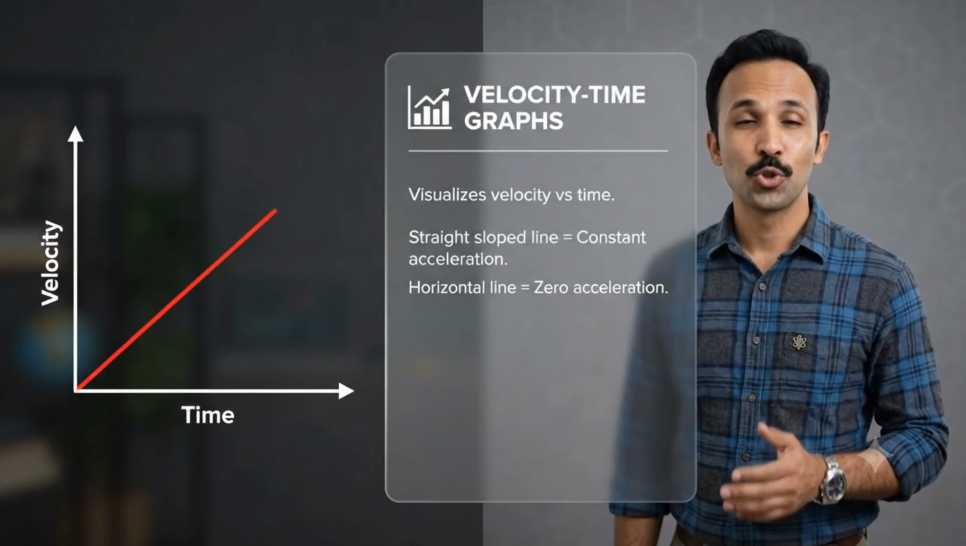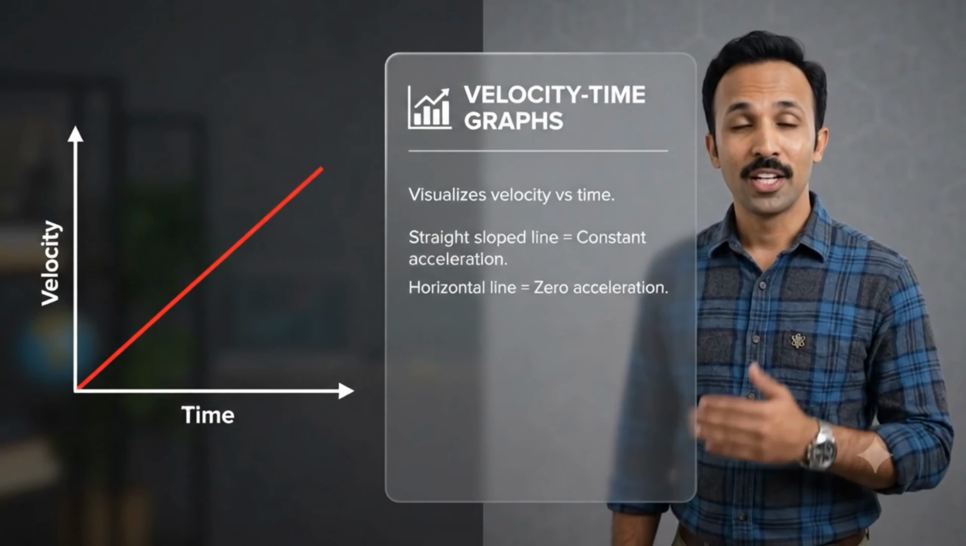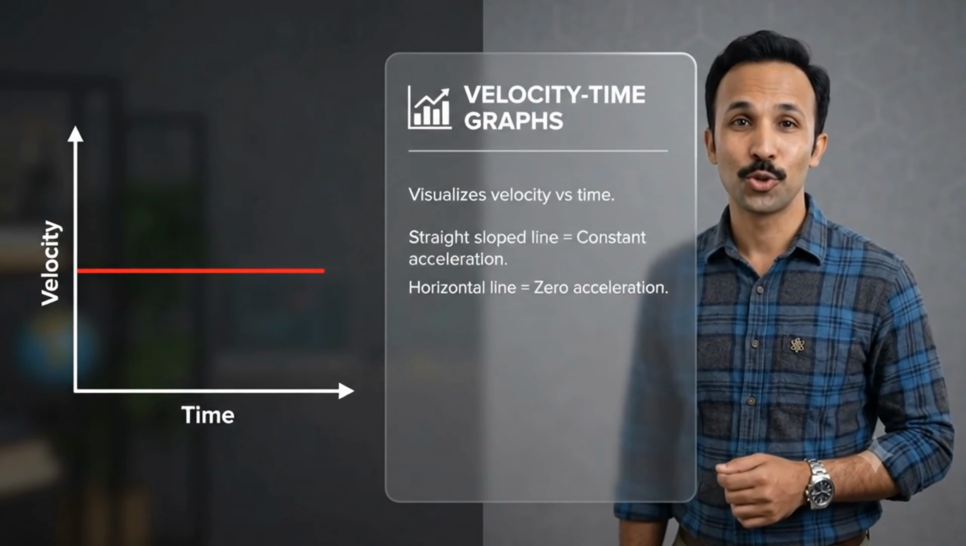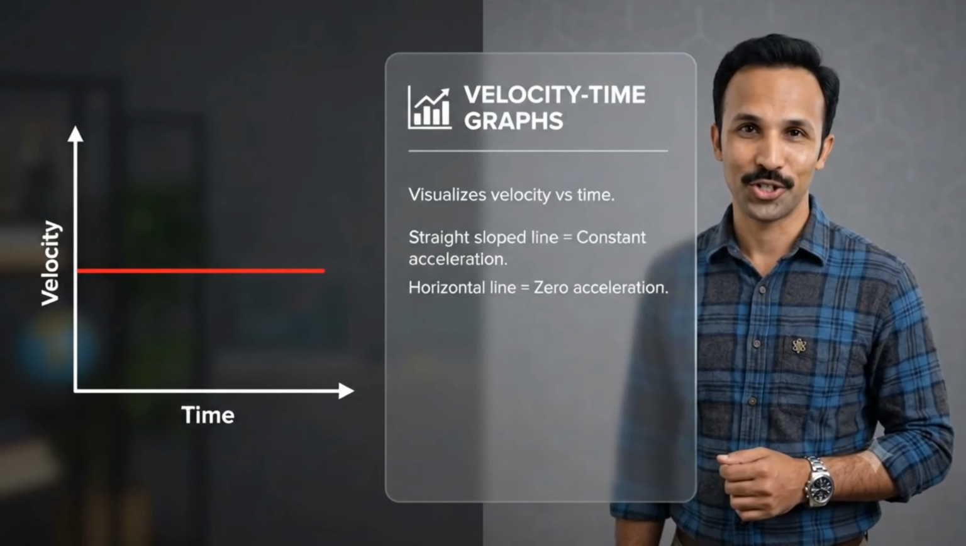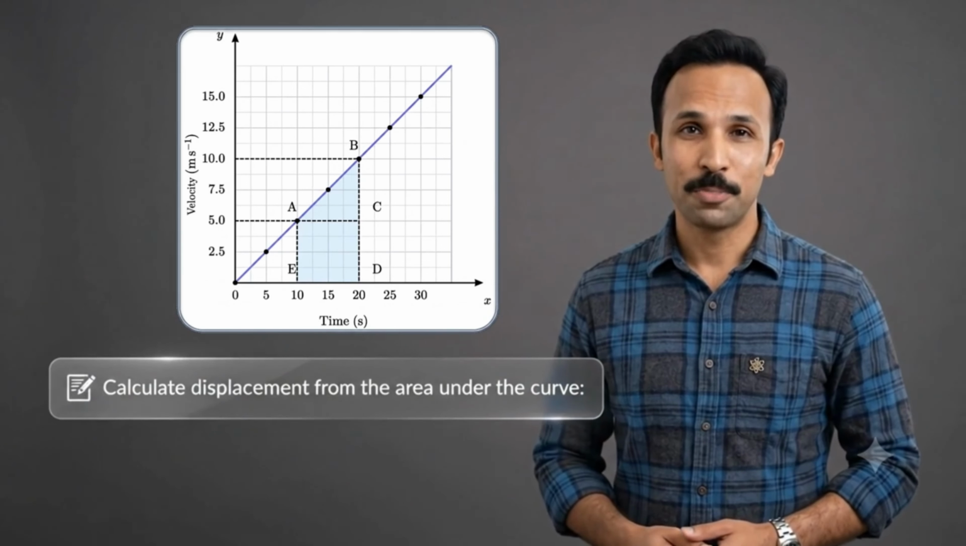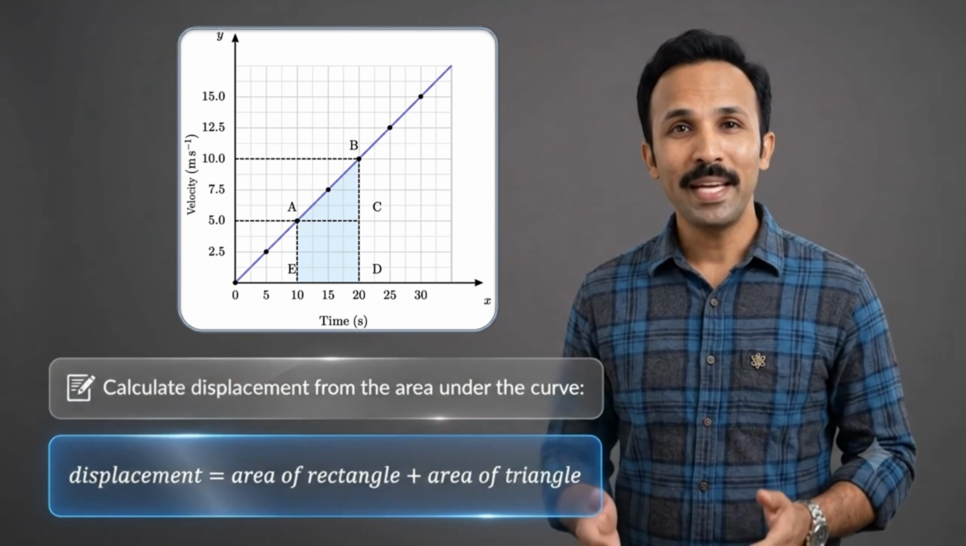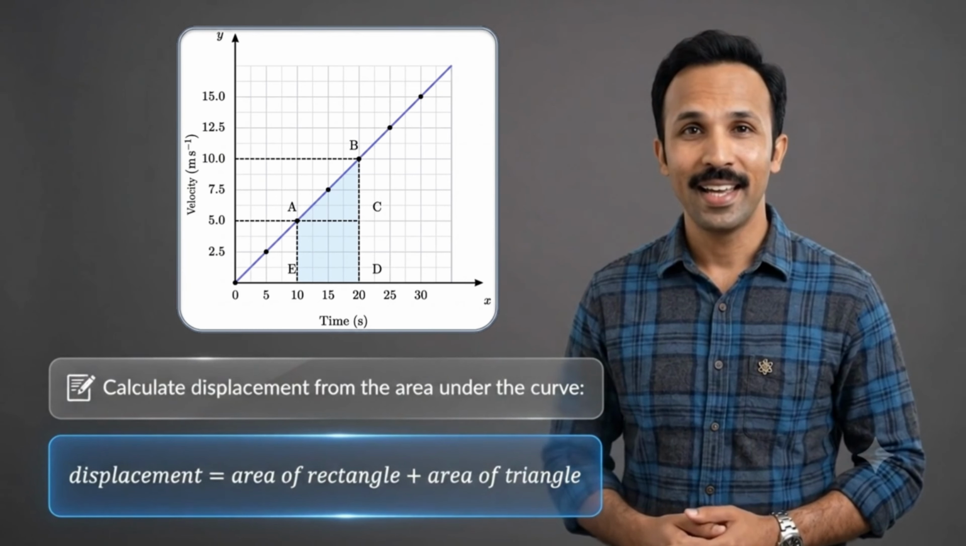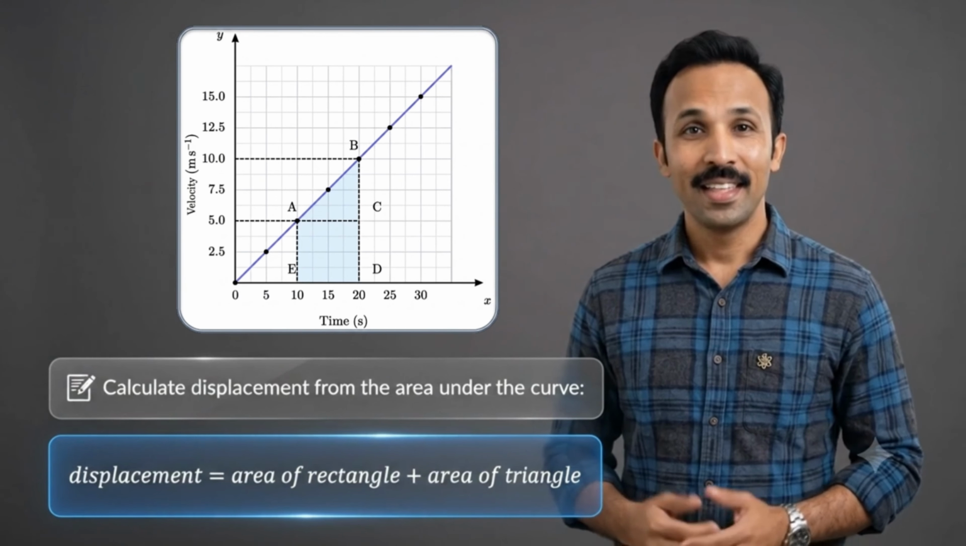Velocity time graphs show velocity changes with time. A straight, upward-sloping line shows constant acceleration, while a flat horizontal line shows constant speed and zero acceleration. To find the total displacement from this graph, we simply calculate the geometric area enclosed between the velocity line and the time axis. Let's derive our first kinematic equation.